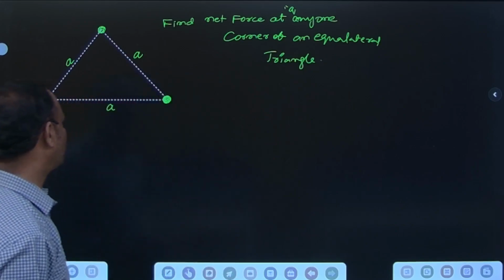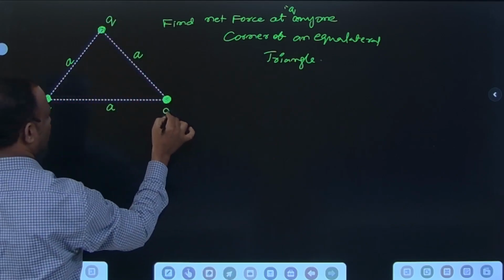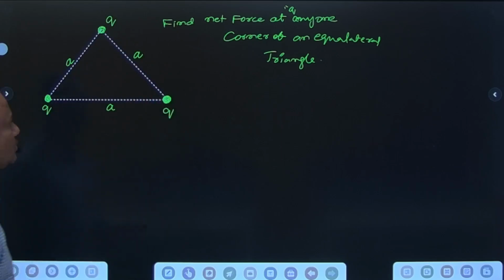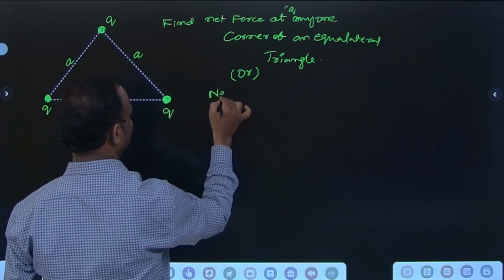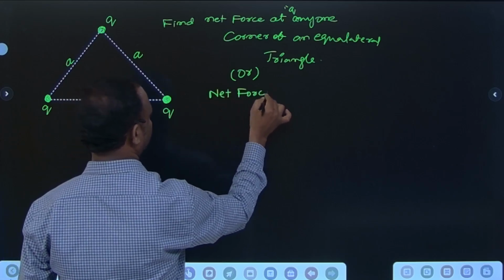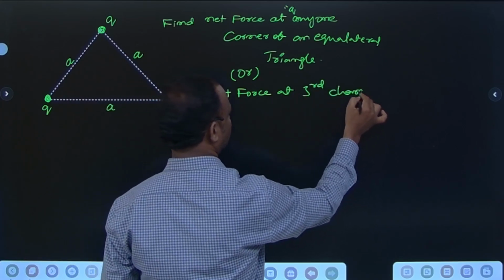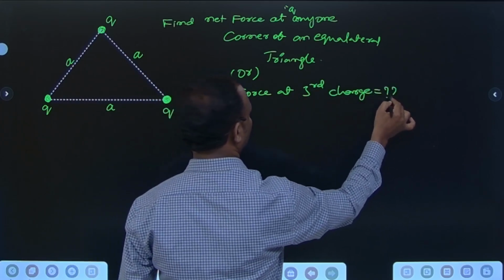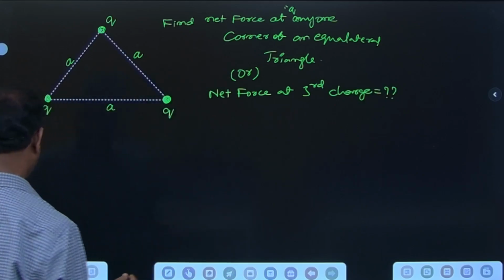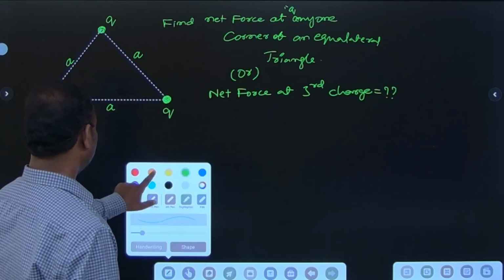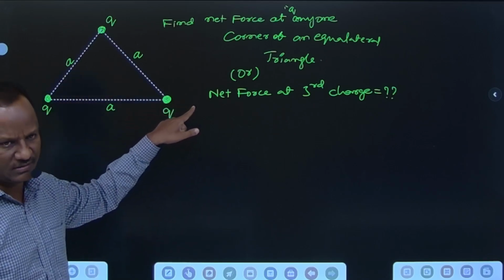So what is the force? For example, I am taking this as Q, and the next one is Q, and the next one is Q. Or the question may be asking the net force at the third charge. What is the net force at the third charge? Same as which I am talking on this. Net force on the third charge. Third charge means this is the third charge.